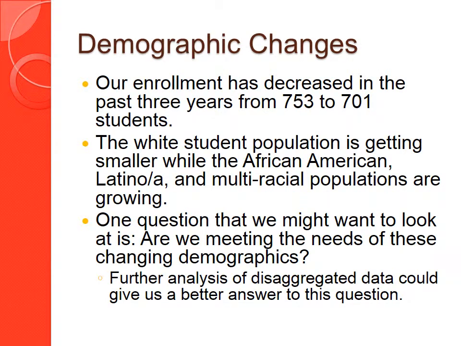A couple of things that you will see from the demographics are some changes in our enrollment. In year one, it started out at 753 students, and then in year three, it dropped down to 701 students. So we're seeing a decline in our enrollment. Also, the white student population is getting smaller, while the African American, Latino, and multiracial populations are in fact growing.